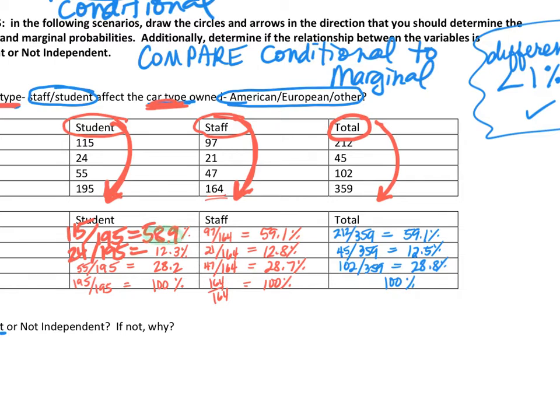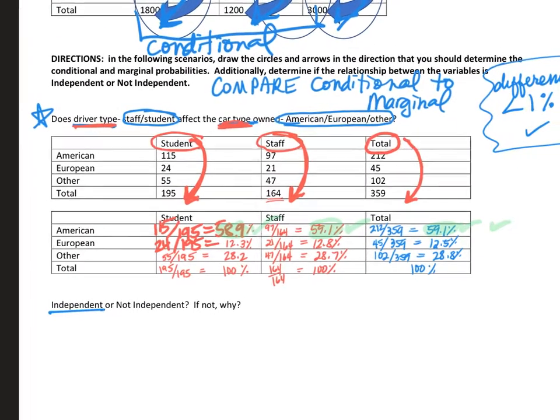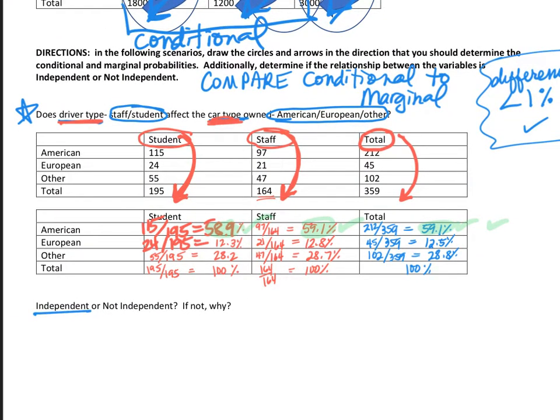So let's take a look at some of these. Here I'm going to compare my 58.9 and my 59.1. I don't compare those to each other; I compare those to this marginal over here in the total column. And I can see that they are both within 1 percentage point of the total. So that tells me that the fact that you are student or staff does not change the rate at which you are choosing an American car. So I know at this point American car, at least, is going to be independent of type of driver.